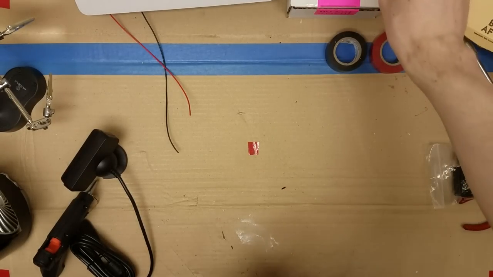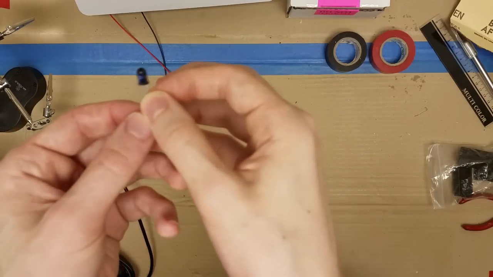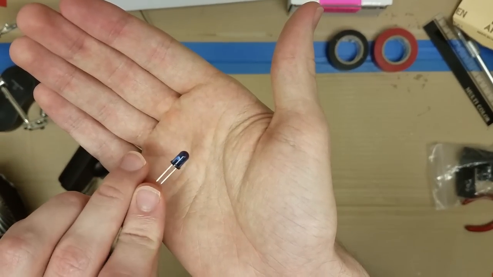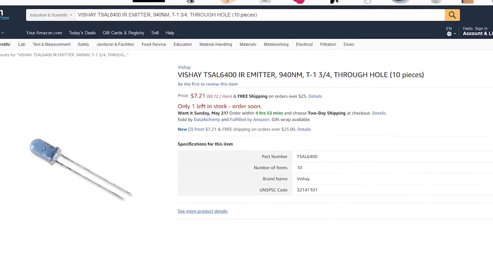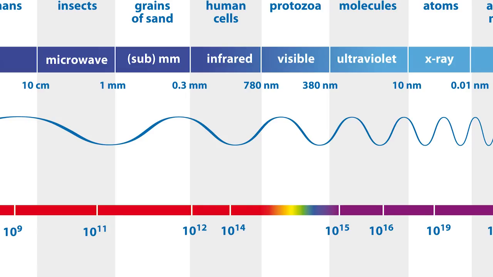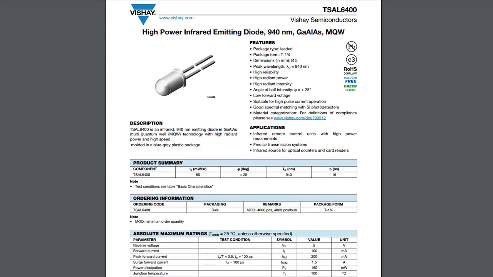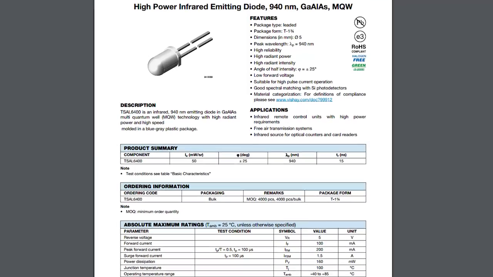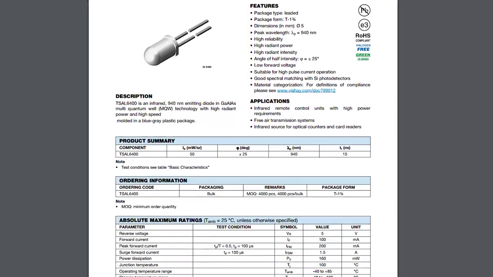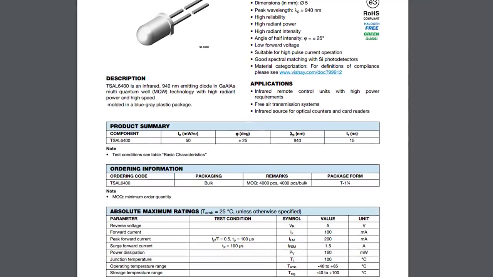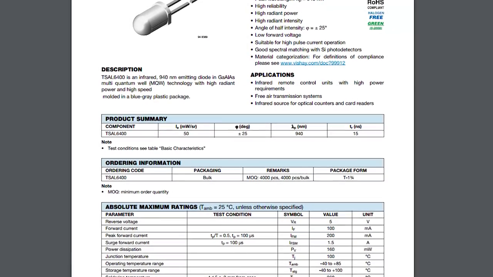Now we'll cover the parts for the headpiece. The first parts are the LEDs. The ones that I am using are rated at 940 nanometers, well above the threshold of my filter. When picking an LED, there are a few things to consider. The first is the wavelength of light that it emits, and again, it has to be higher than your filter. The second is the maximum forward current that can move through the LED. In general, the higher the maximum forward current, the brighter the LED will be.